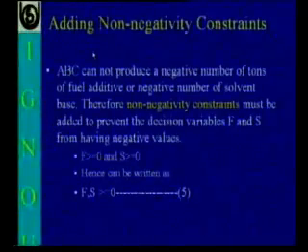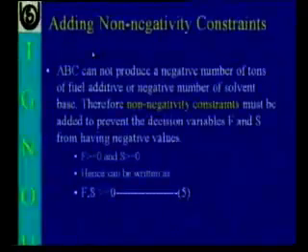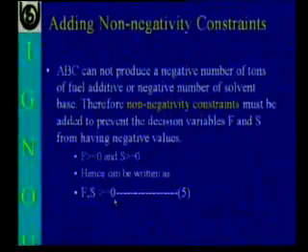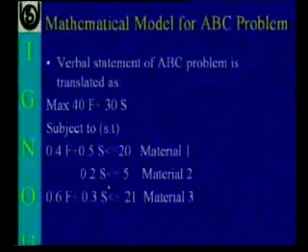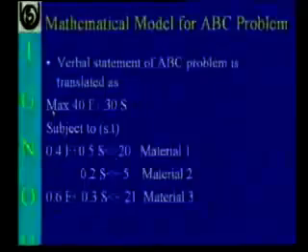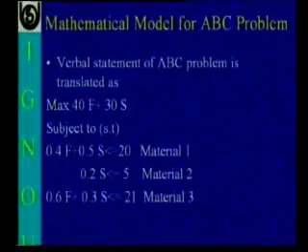Now we will add the non-negativity constraint, since the quantity of F or S cannot be negative, so F and S should be greater than or equal to 0. Now we have formulated the mathematical model. We have to maximize, this is our objective function, 40F plus 30S, subject to these constraints for material 1, material 2 and material 3.